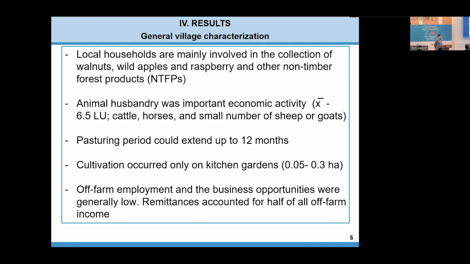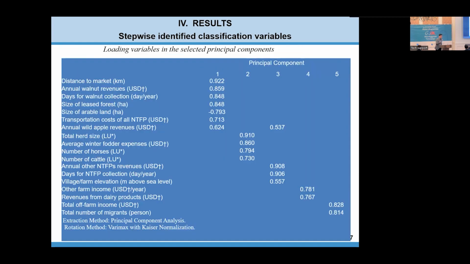Another one of the most important income sources was off-farm employment. In almost every family, there was a migrant, and the remittances were one of the important sources of income for all households. Mostly the migrants were in Russia, or remittances came from Russia.